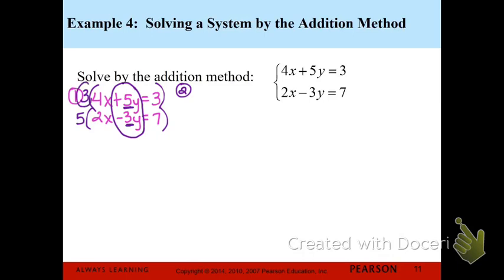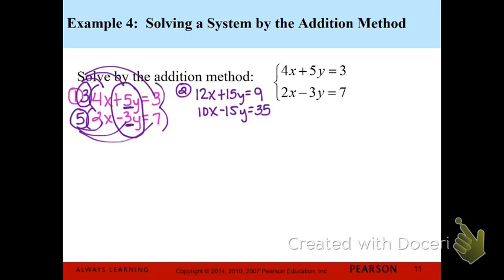All right, so let's take this 3, and we're going to distribute it to all 3 parts of that equation. So what's 3 times 4x? 12x. And 3 times 5y? 15y. Equals 3 times 3? 9. All right. Bottom equation, we're going to multiply that 5 times all 3 parts of it here. So what's 5 times 2x? 10x. What's 5 times negative 3y? Negative 15y. And what's 5 times 7? 35.